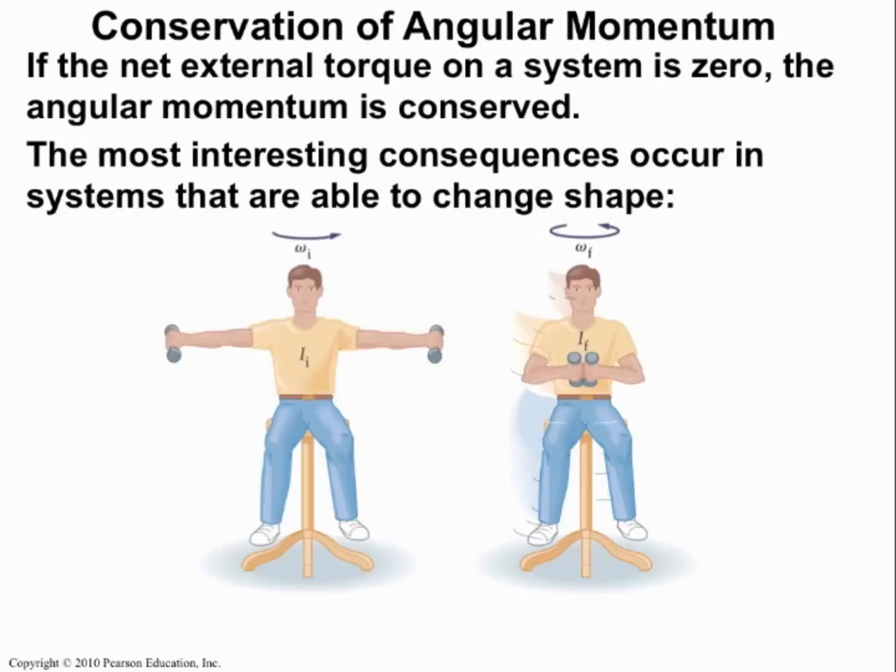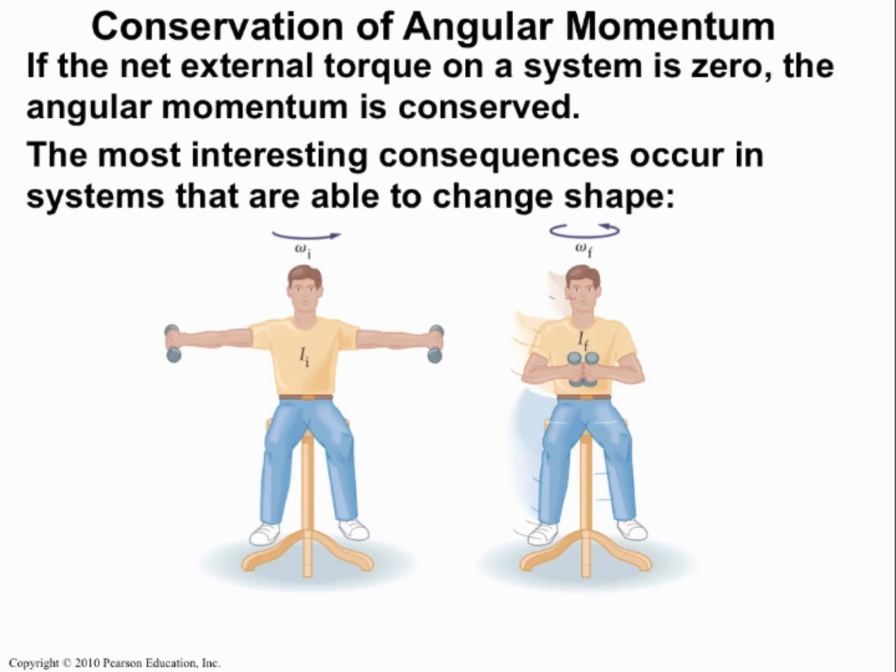So let's look at this. This is a system that's able to change shape. It's just a guy who's sitting on a swivel chair. All right, he's holding some dumbbells. And so his initial moment of inertia is, as you can see here, bigger than his final moment of inertia. Why? Because his radius goes down. All right. Initially, he has a big radius, then he has a small radius because he's bringing his arms in.